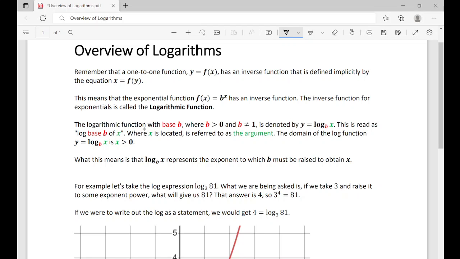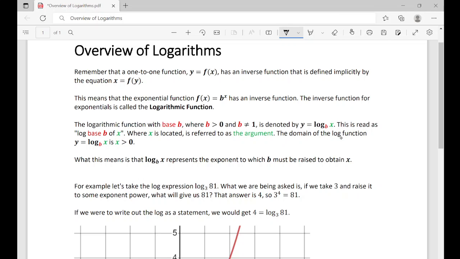The logarithmic function with base b, where b is greater than 0 and b is not equal to 1, is denoted by the notation y equals log b of x. And this is more specifically read as log base b of x, or you can just say log b of x. Where x is located, right here, it is not raised to. It is log base b of x here. So don't think of it as b raised to. We call x the argument.